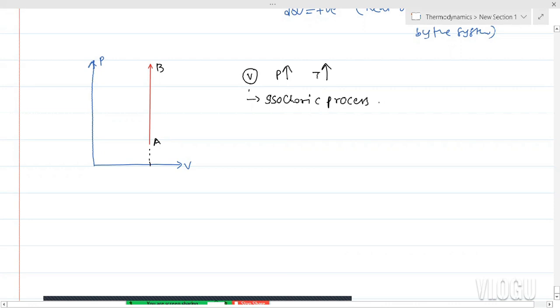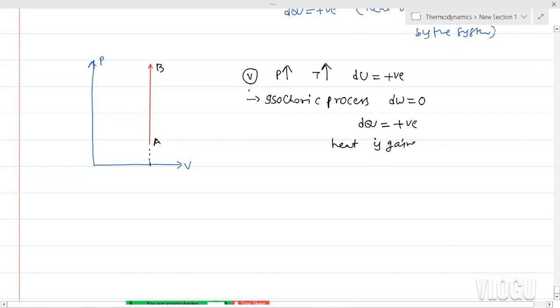So in an isochoric process, the work done is equal to zero. When temperature increases, dU is definitely positive. Therefore dQ is also positive. So therefore heat is gained by the system.